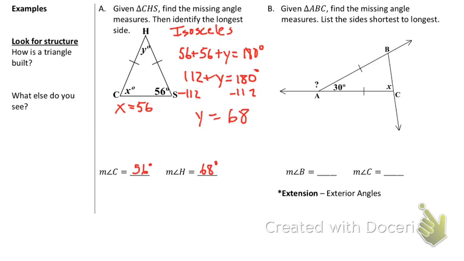Alright, we're going to go ahead and do this guy here. And then let's go back to A. We've got to list the longest side. So the longest side, if we look at this, we now know that angle C is 56 and angle H is 68. So I'll put those in. Because of that, the biggest angle is opposite the longest side. So the longest side is CS.